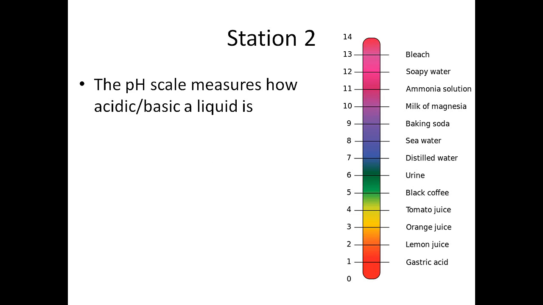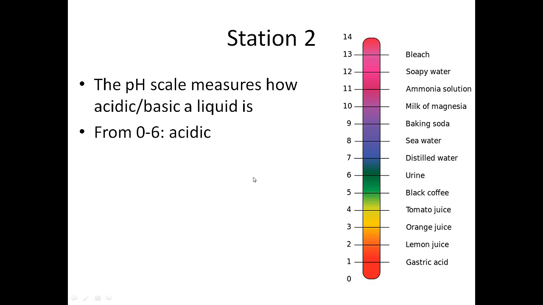Station 2, we're going to look at pH, how acidic or basic something is. Hopefully you've seen the pH scale before. For pH, anything from 0 to 6 is considered an acid. The lower the number, so the closer to 0 we are, the stronger the acid is. Gastric acid is in your stomach, very, very strong. Lemon juice, orange juice, etc.